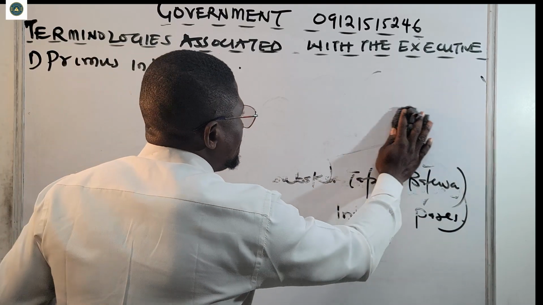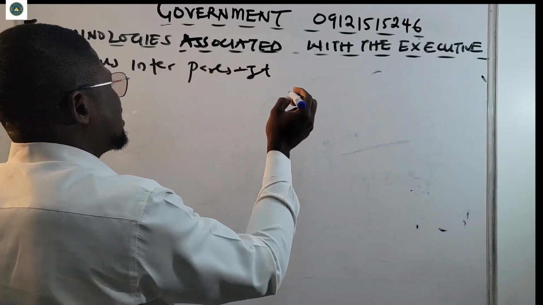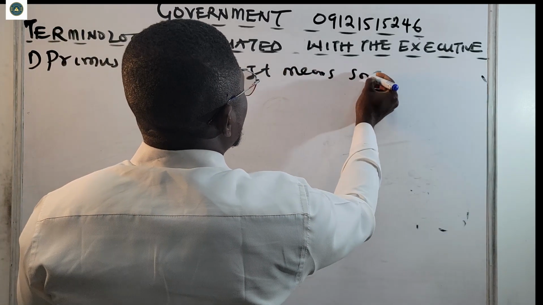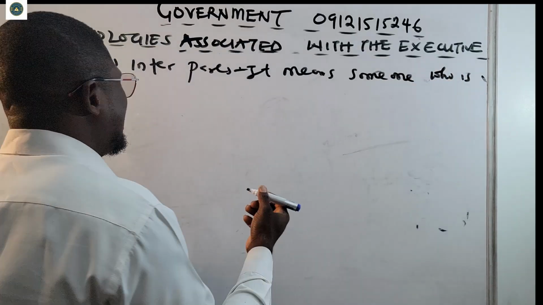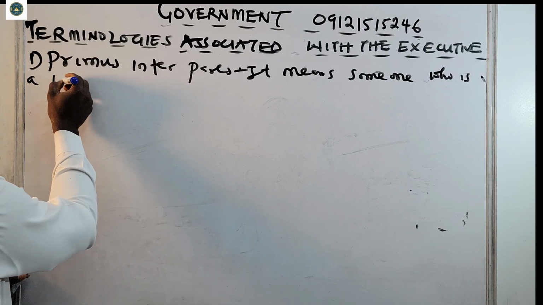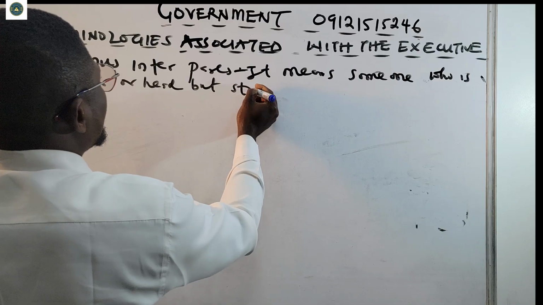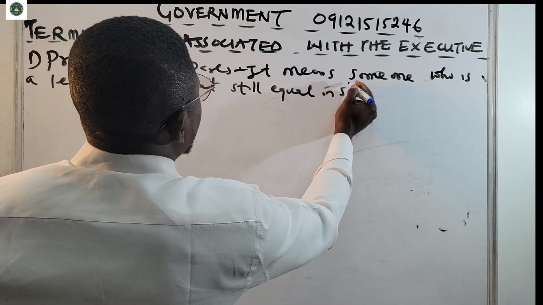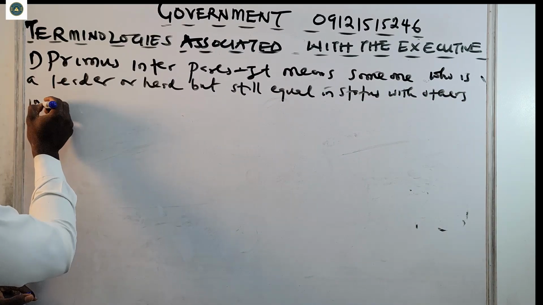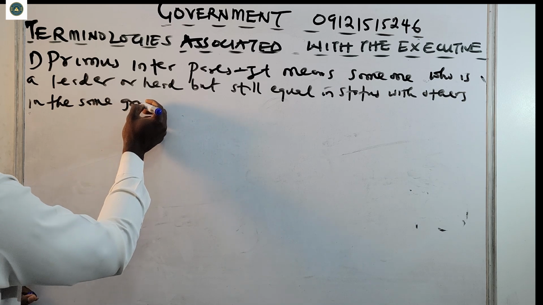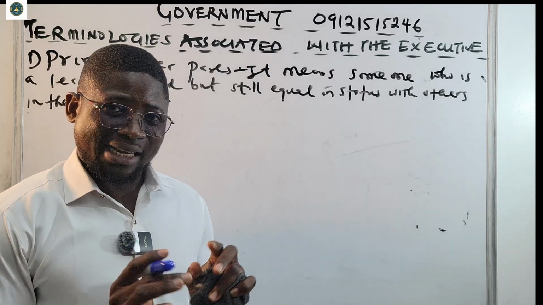So let us just put something down that we can move to the next. What is Primus inter pares? It means someone who is a leader or head, but still equal in status with others in the same group. So that's what we call Primus inter pares. I hope you understand that very clearly.